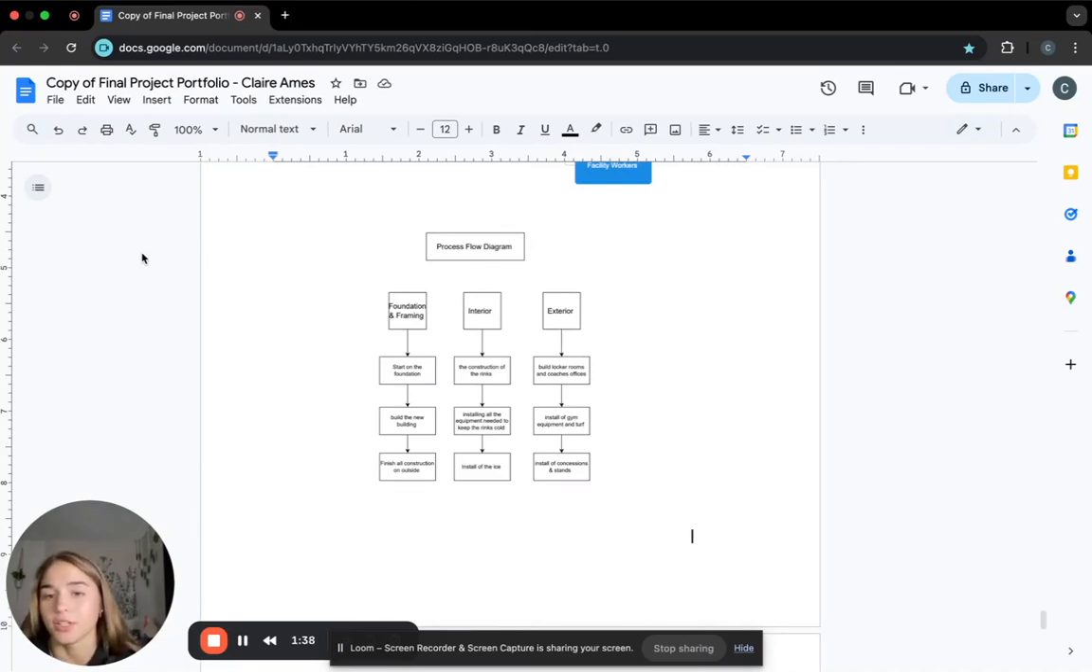So for the foundation and framing, it gives me the 3 steps on what's going to be happening for that portion of it, and then it goes to interior and exterior, same. It just gives you a little bit more information so you know the timeline a little bit of what's going to come next in the step.